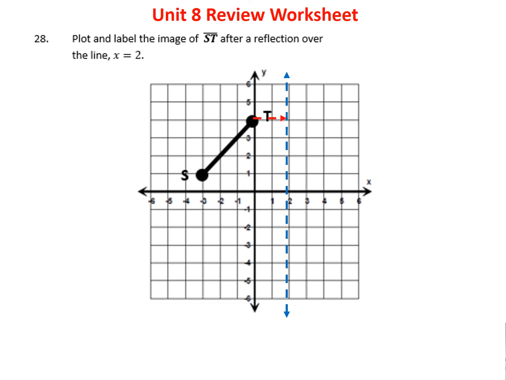So for example, the first one, T, we go over 2 to the line, so we go over 2 to the other side, and there's T prime. S, we go over 1, 2, 3, 4, 5 to the line, and so we go over 5 to the other side, and there's our point. And now we can draw the line, and we're done with the problem.